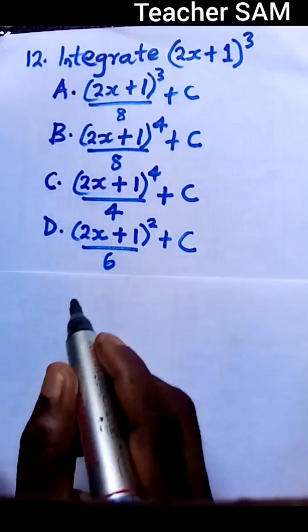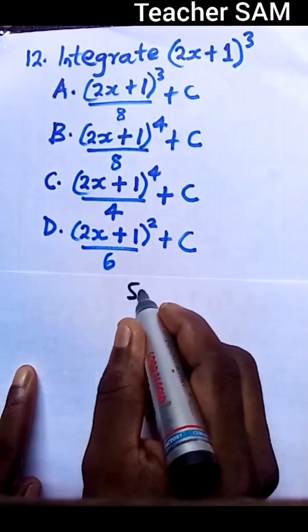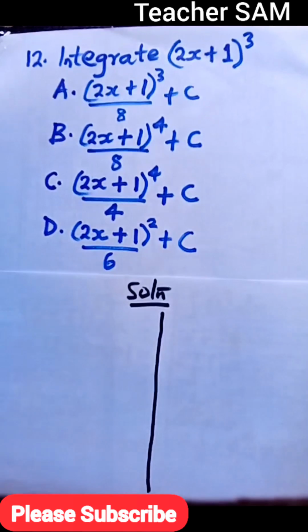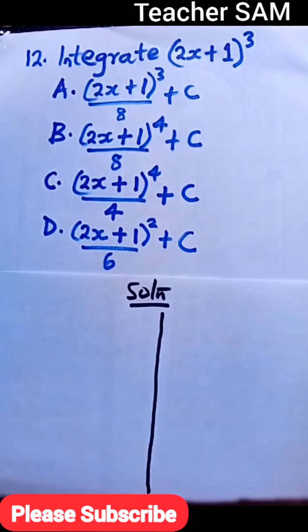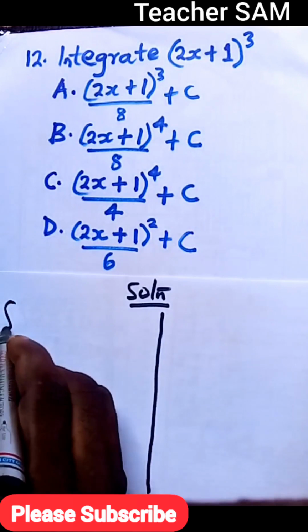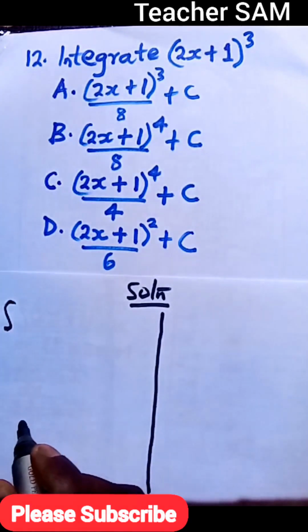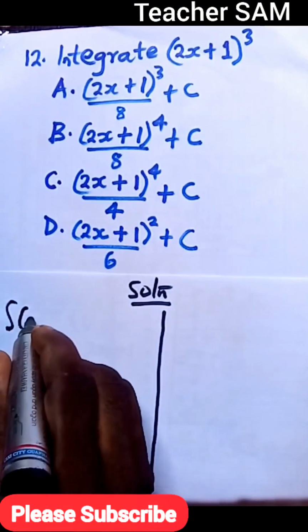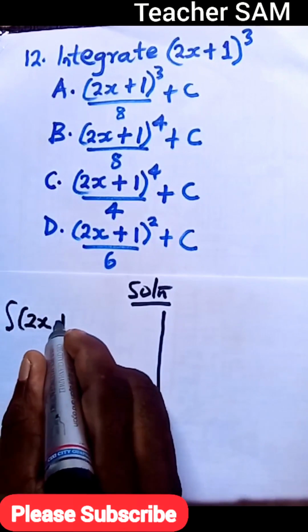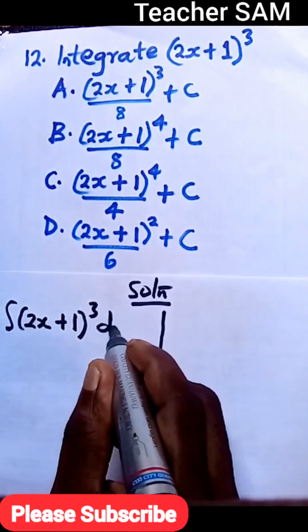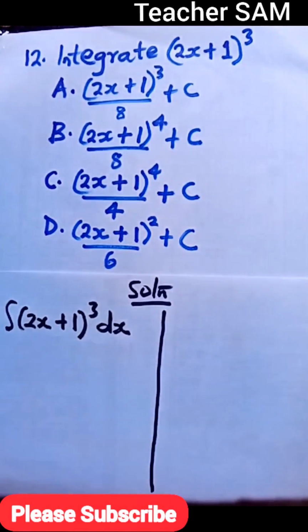So the solution, quickly. Let's divide this into 2 so that we will use this side and this side, because the solution may be a bit much. So we have to integrate, according to the equation, with this integration sign. If you're familiar with integration, that is the integration sign. Integrate (2x + 1)^3. We are integrating it with respect to x.